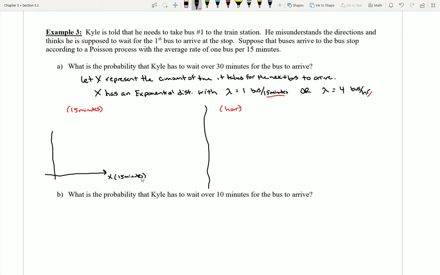So if I have 1 on my axis, that represents 1 increment of 15 minutes. That represents a 15-minute chunk of time. 1 15-minute chunk. 2 would represent 2 15-minute chunks. 3 would represent 3 15-minute chunks. So when I draw out my distribution, and I say that I want the probability that the amount of time I have to wait is going to be over 30 minutes, I'm going to have to convert that into 15-minute chunks. How many 15-minute chunks do I have to do in order to get to 30 minutes?